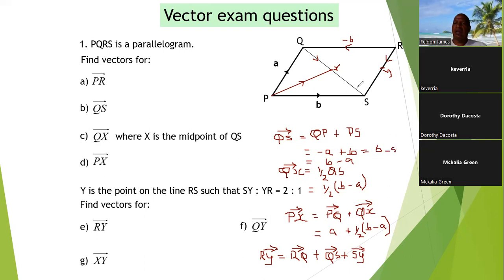So we would know QS already. And from S to R would be two-thirds of A. I remember S to R is the same as P to Q, which is the same as A, but from S to Y is 2/3 of A. And so what we would have then, for RQ would be minus B.